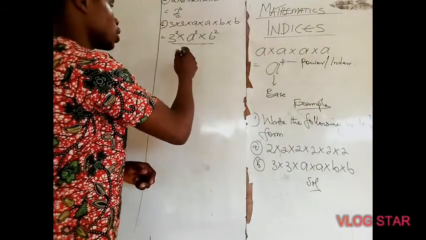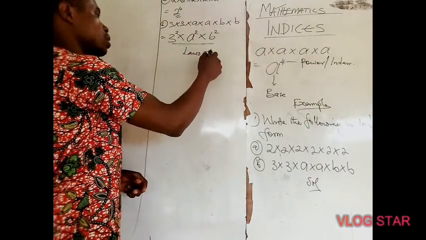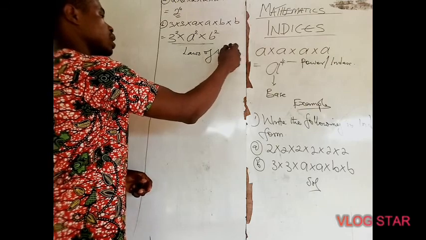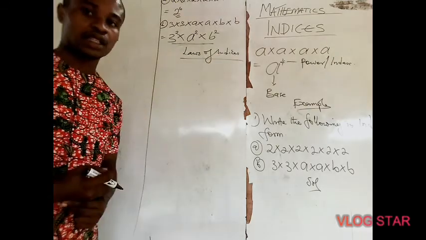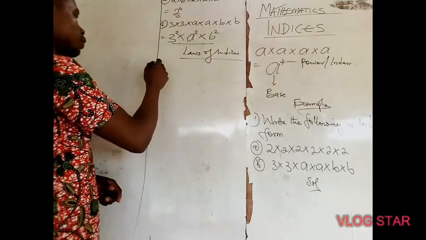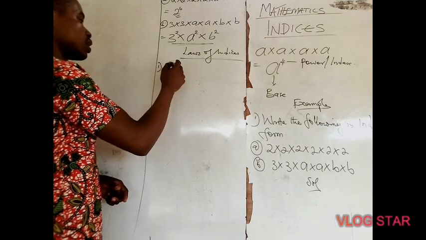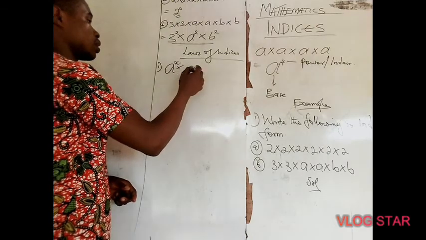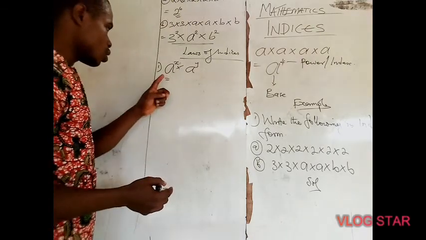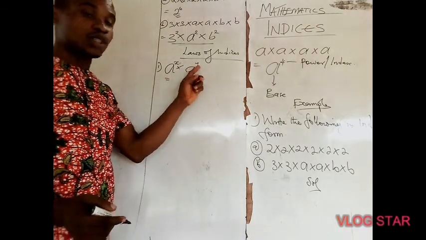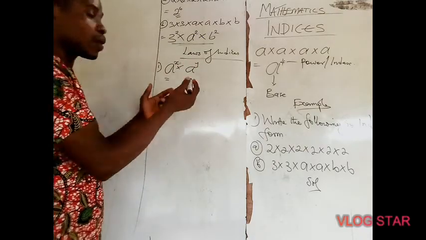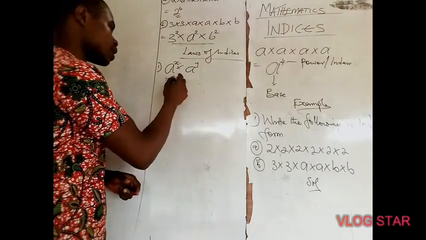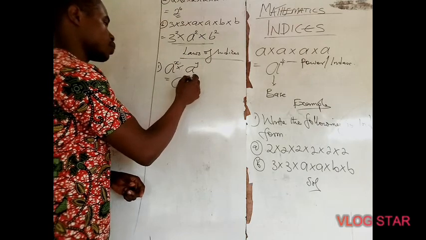And this will lead us to what we call the laws of indices. Now, the laws of indices are 8 in number, and we're going to look at the 8 laws one after the other. We have the first law, which is the multiplication law: a raised to power x times a raised to power y. Whenever two equal bases that are raised to powers are being multiplied, their powers are added together. That is a raised to power x plus y.